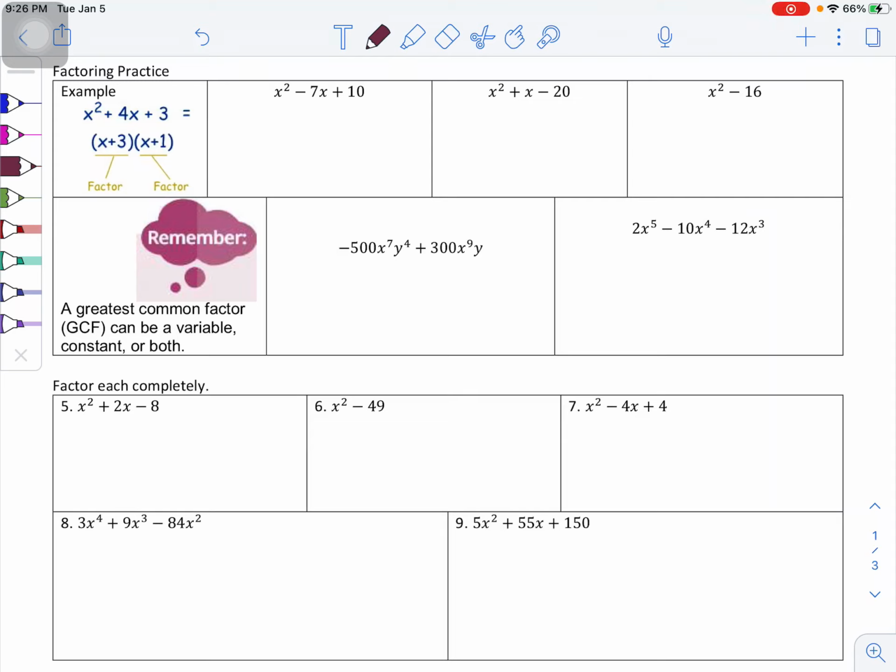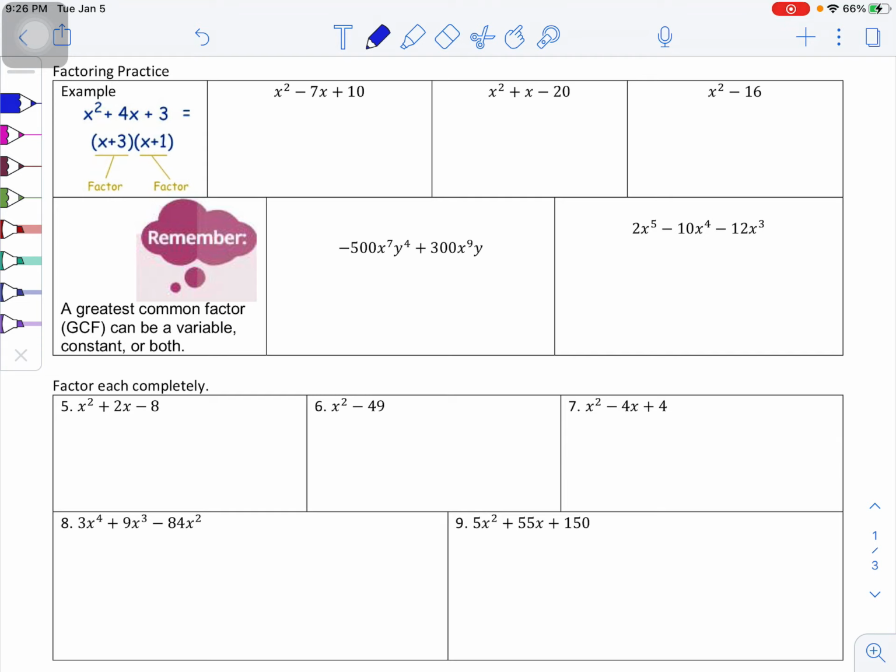So let's actually talk about some factoring here. All right. And basically, factoring is the reverse of what we did in the very first problem on this page. We had two factors that we multiplied together. Well, with factoring, what you want to do is rewrite a problem as a multiplication.